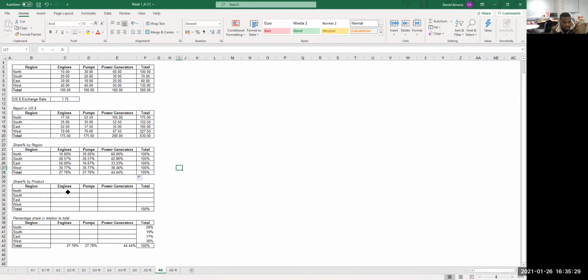Okay. The same thing applies for product, but while we're going this way, product will be coming vertically. So we use these same ones before, the products here. We come here, equal to sign. We click on that, divided by the total. That's a problem. Let me just double check. Okay, yeah, that is correct.